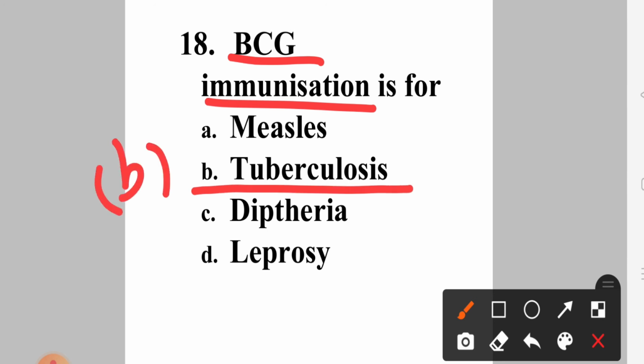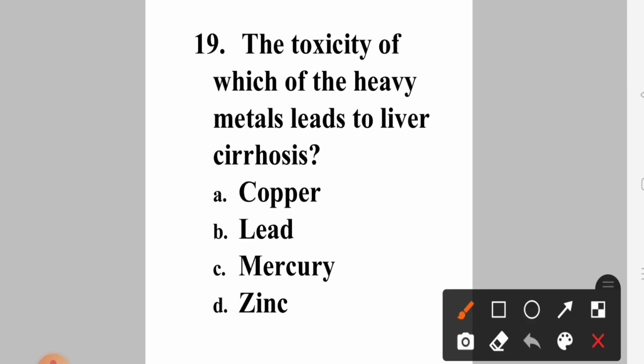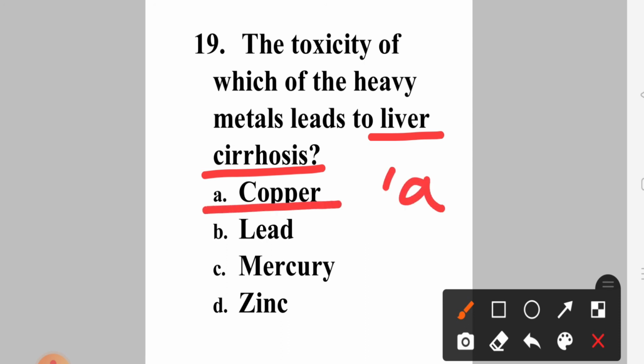Now come to question number 19. The toxicity of which of the heavy metals leads to liver cirrhosis? Okay, so options are A. Copper. B. Lead. C. Mercury. D. Zinc. So liver cirrhosis is caused by the toxicity of copper. Okay, so answer will be option A.